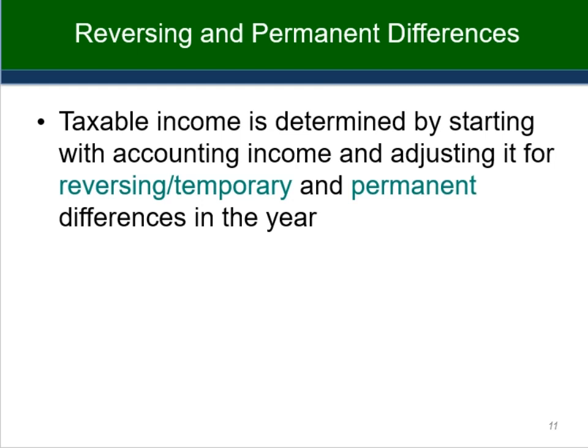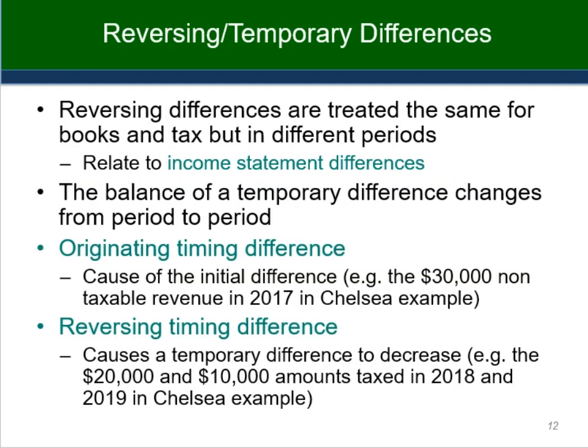So the carrying amount of an asset or liability on the statement of financial position may be different from its tax basis, and that would result in a temporary difference. The temporary difference is an accumulated difference to date. So it's a statement of financial position concept, whereas a reversing difference relates to the change in a temporary difference in the period, and is therefore more of an income statement concept. So reversing differences are treated the same for books and tax, but in different periods. And so that's the income statement differences.